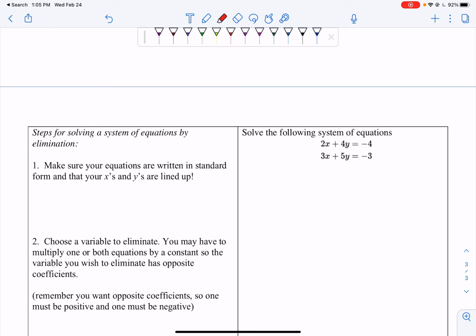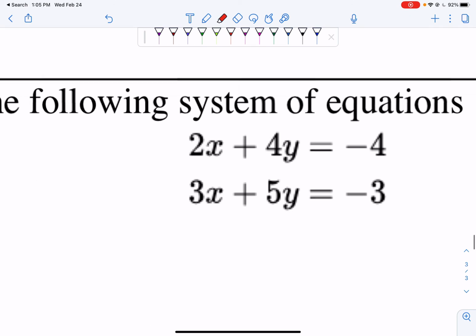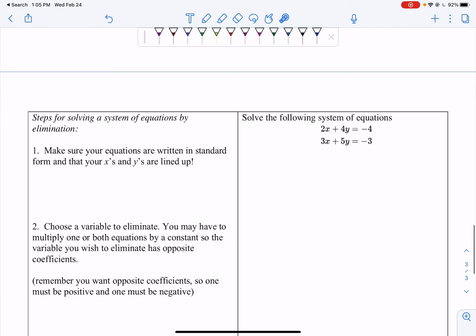Step 1, make sure those equations are written in standard form. X's and Y's are lined up. If I look, X's are lined up, Y's are lined up, equals are lined up, and numbers are lined up. That's beautiful. Step 2, choose a variable to eliminate. You may have to do a little extra work by multiplying one of your equations by a constant so that the variable you wish to eliminate has opposite coefficients. Remember, you want opposite coefficients. So one of these must be positive and one of these must be negative.